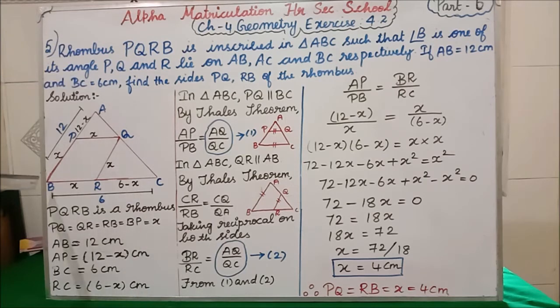If the full length is 12 centimeter, then this half is X, which means AB is what? 12 minus X. So I am writing AB value equal to 12 minus X centimeter. Similarly, in the question they have given BC equal to 6 centimeter. I have written BC equal to 6 centimeter. Then this RC value is what? The remaining half. This is X, so this should be 6 minus X. So RC is 6 minus X centimeter.